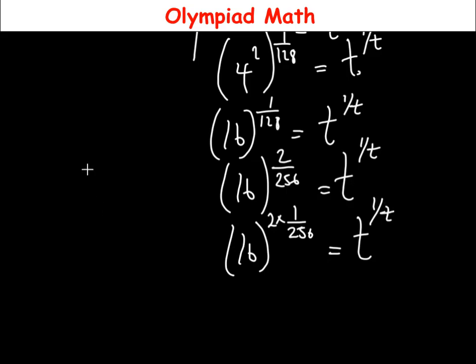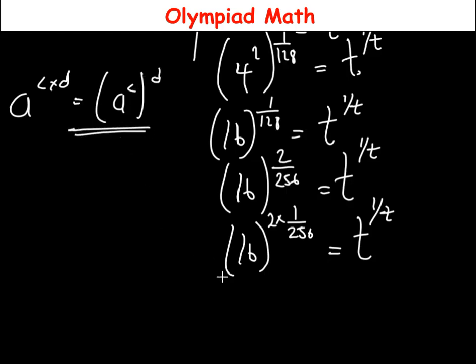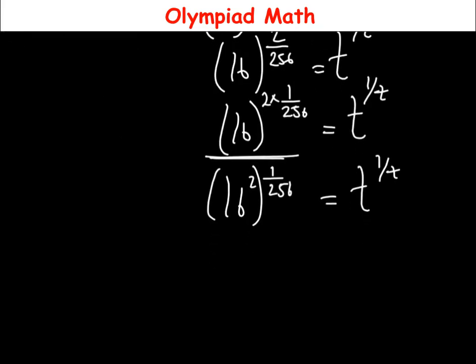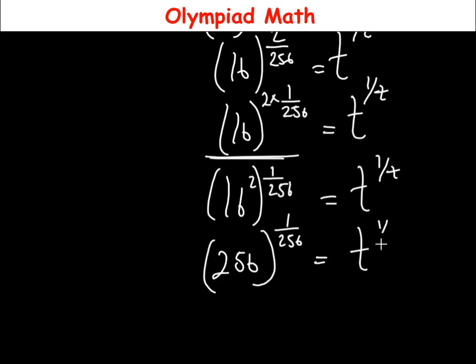Now I'm applying the principle that if you have a raised to power c times d, this equals in bracket a raised to power c, then power of d. So applying this principle to this right here, what we have is 16 all raised to power 2, then power of 1 over 256, right? Which equals t raised to power 1 over t. At this junction, what we have is 16 squared is 256, all raised to power 1 over 256 equals t raised to power 1 over t.